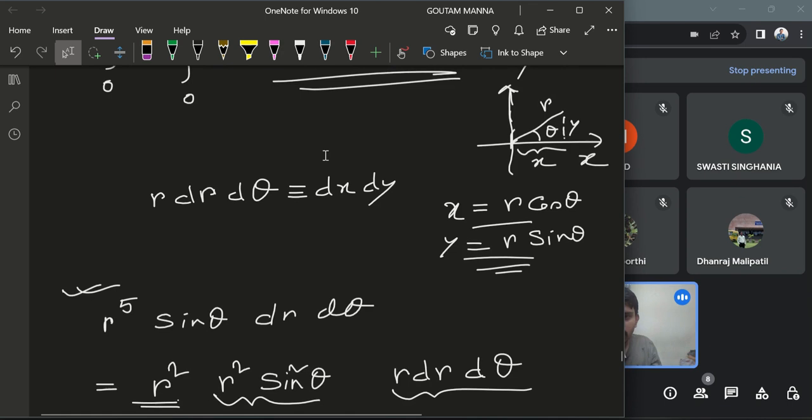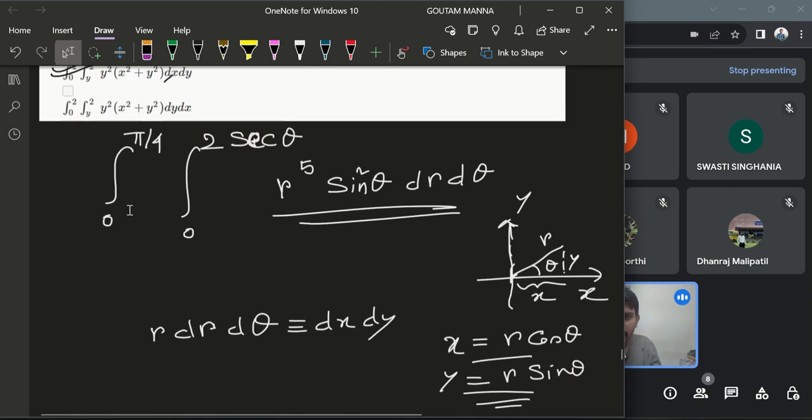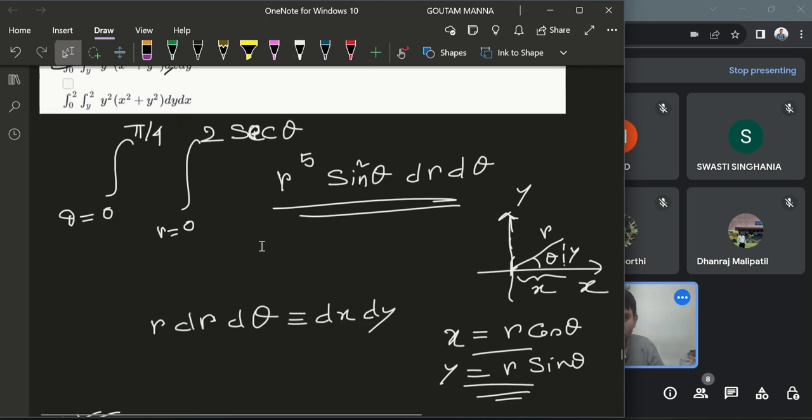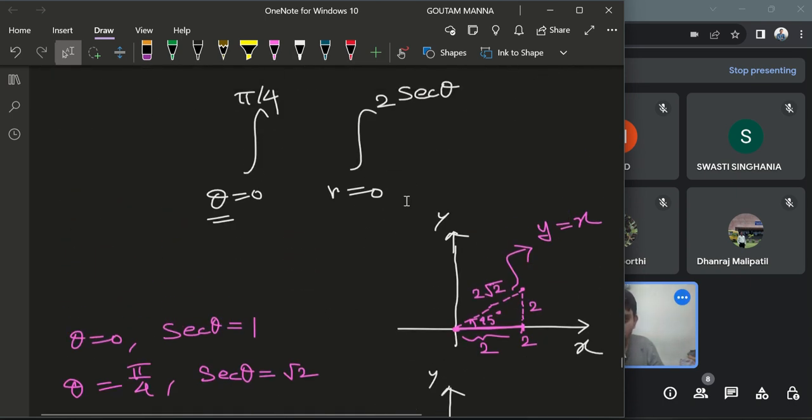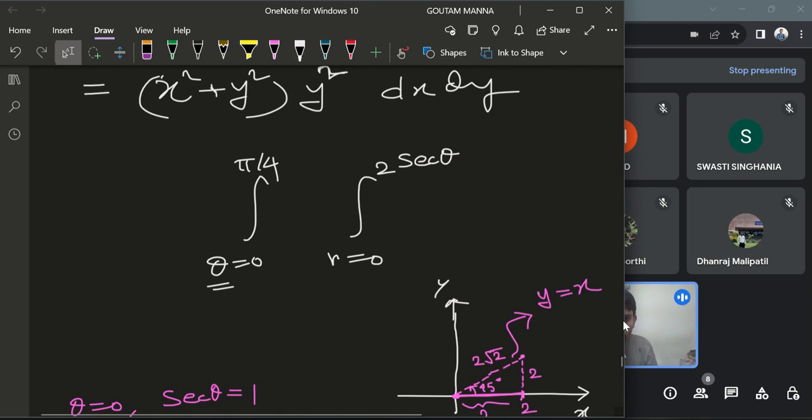And now we will think about the limits. So this is the r limit. r was going from 0 to 2 sec theta, and theta was going from 0 to pi by 4. So this is what I wrote here: r is going from 0 to 2 sec theta, and theta from 0 to pi by 4.